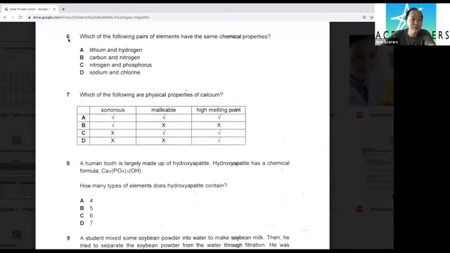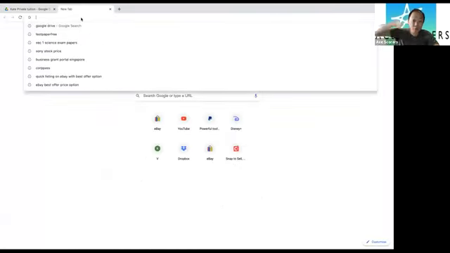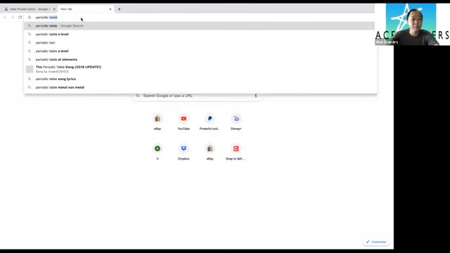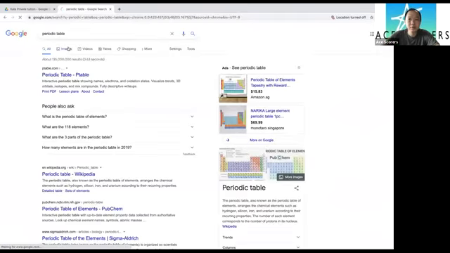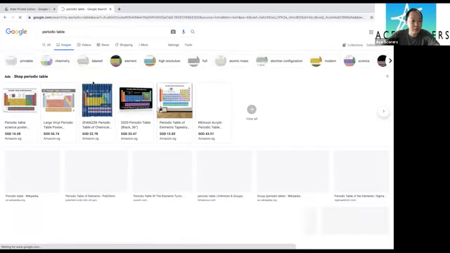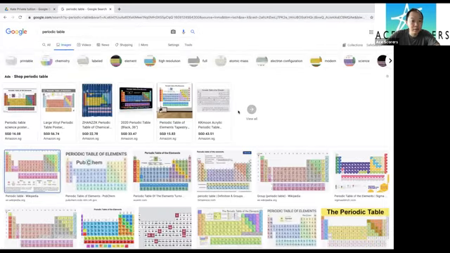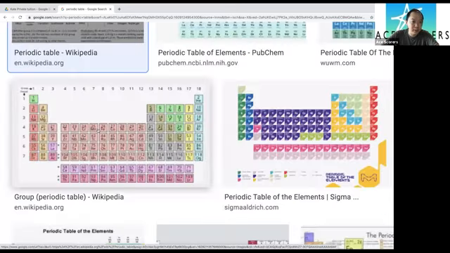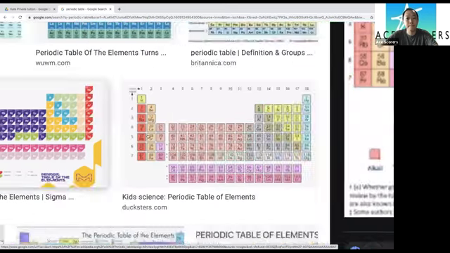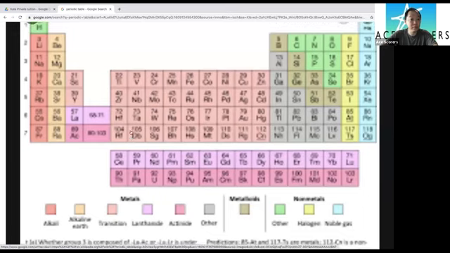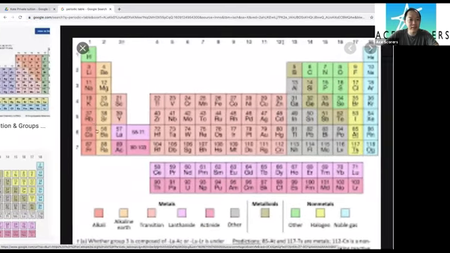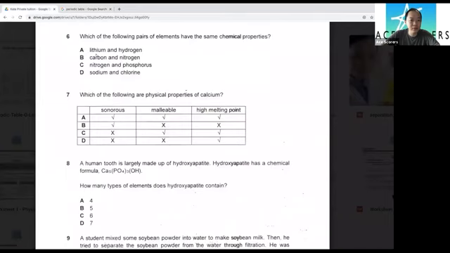Okay, so let's take a look here. Question number 6. Which of the following pairs of elements have the same chemical properties? Elements that have the same chemical properties are in the same group in the periodic table. I'm just gonna go quickly. So if you see the periodic table and they are in the same group, that means vertical, the same periodic group. So you gotta see which one is in the same group.